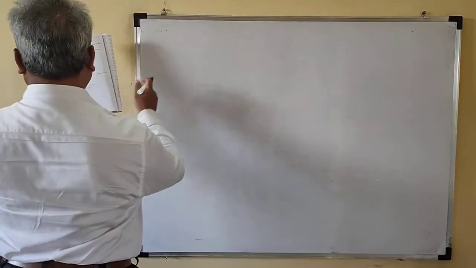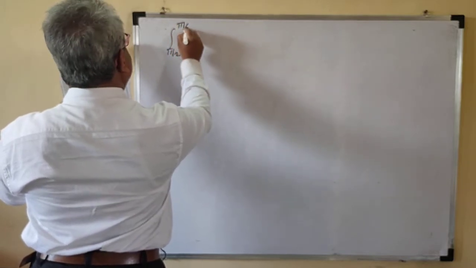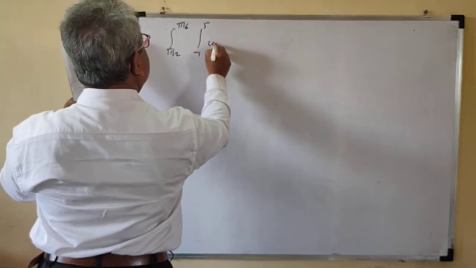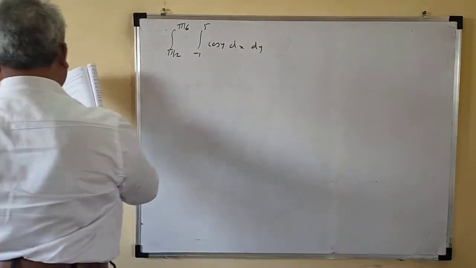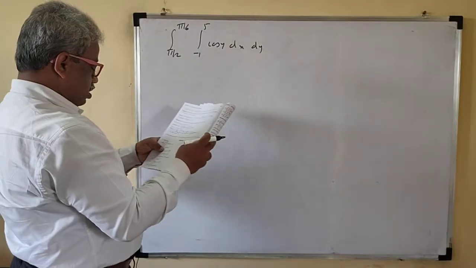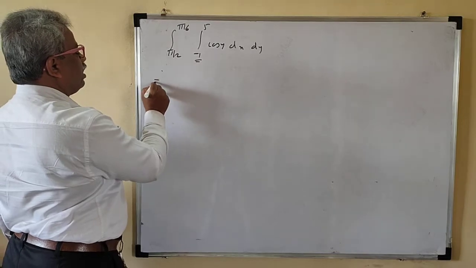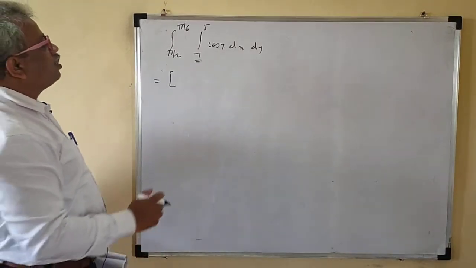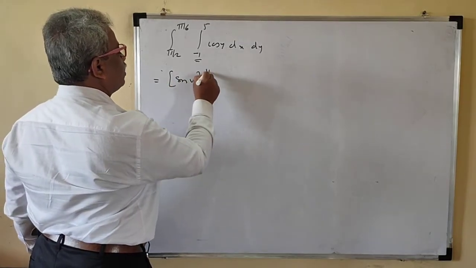Next, pi by 2 to pi by 6, minus 1 to pi, cos y dx dy. So these are the limits of x now. So I can directly integrate this. Integration of cos y is sin y, limits are pi by 2 to pi by 6.